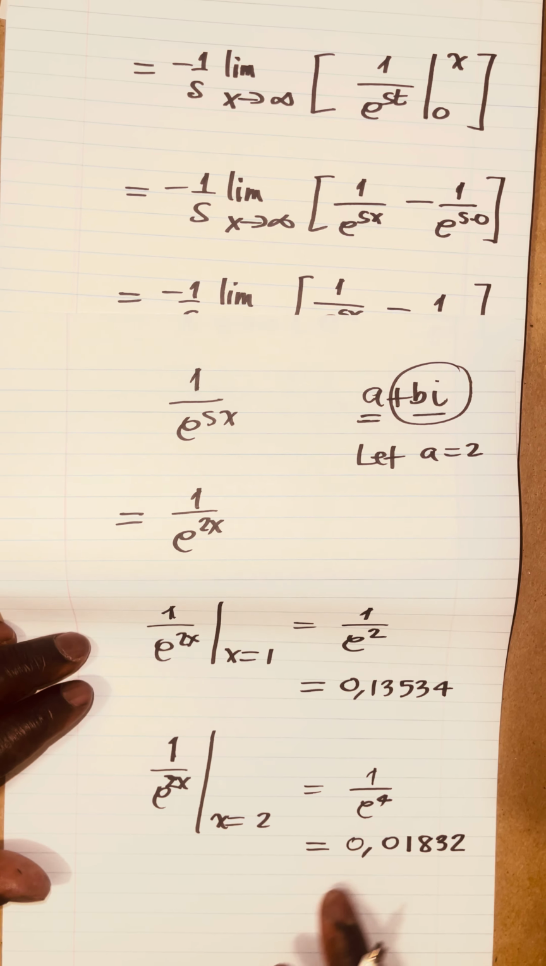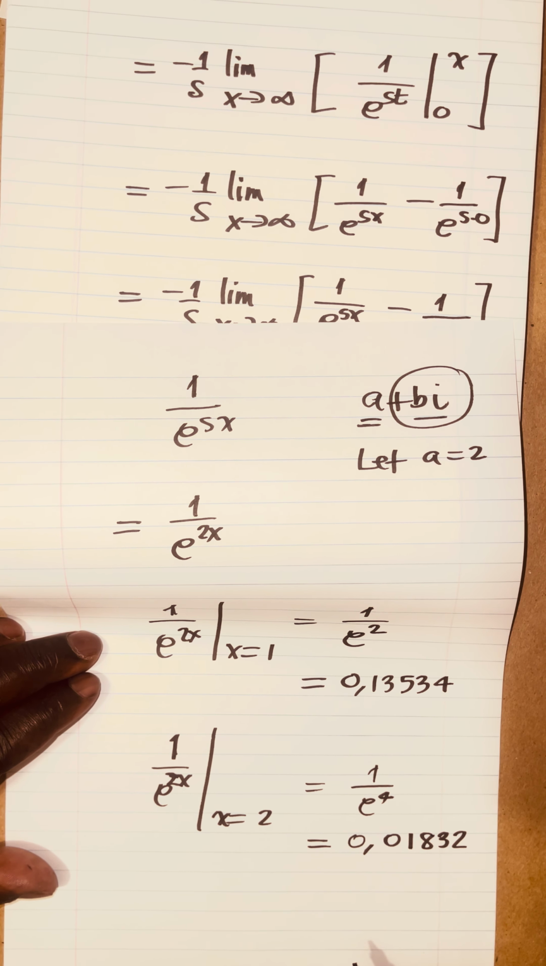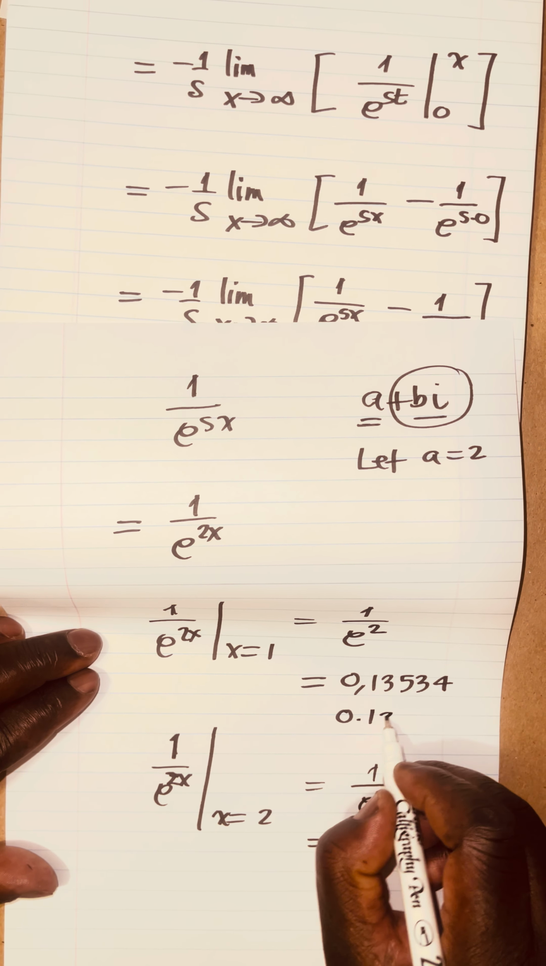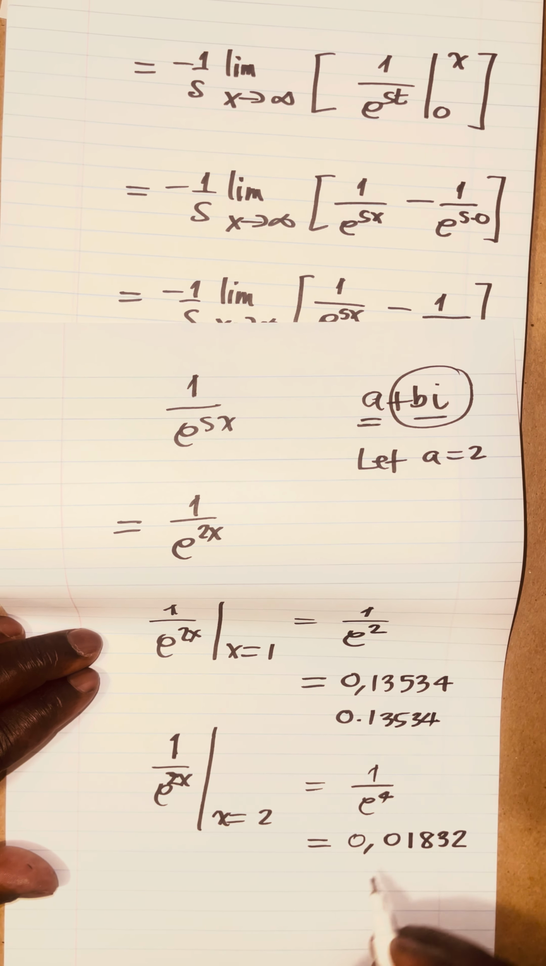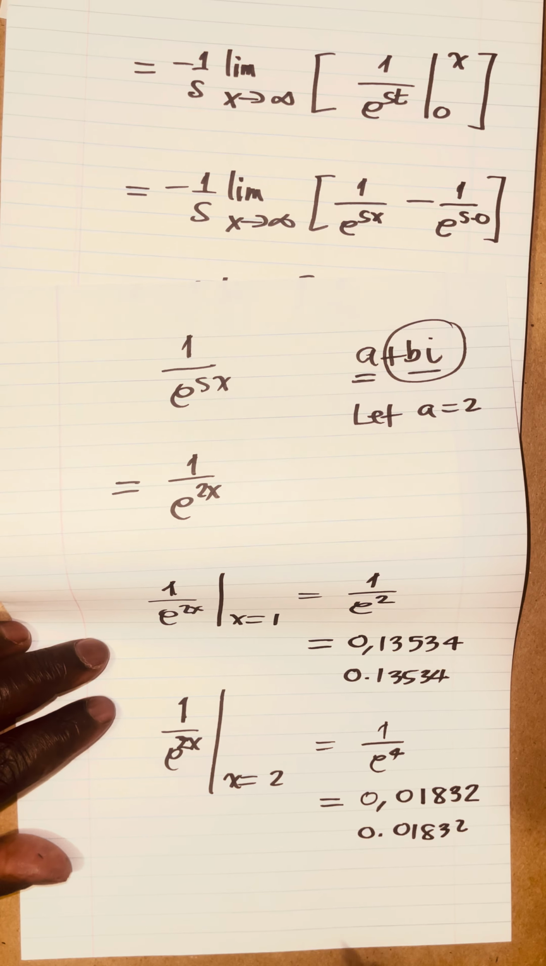In the American decimal system you may see a comma, but you can use the dot there for a decimal point. For example, this would be written as 0.13534. You can also write this one as 0.01832.